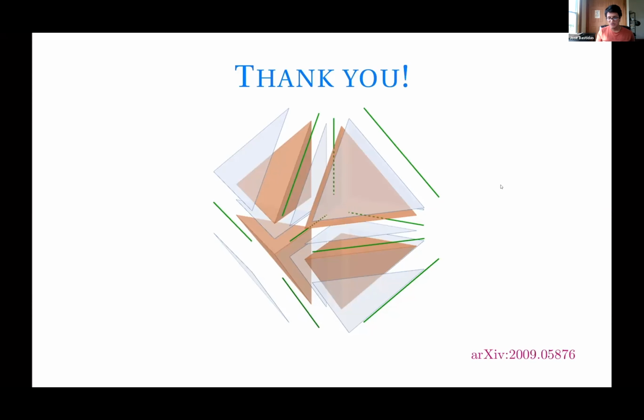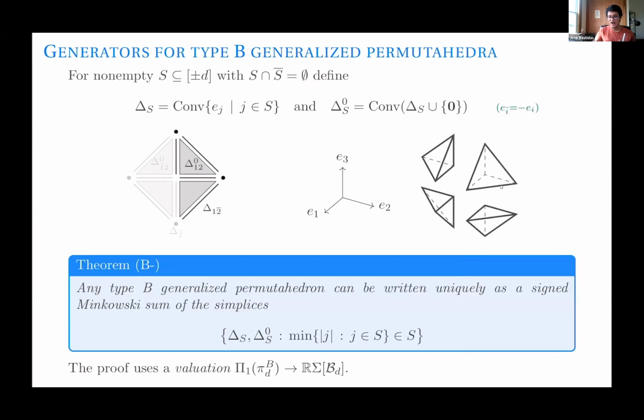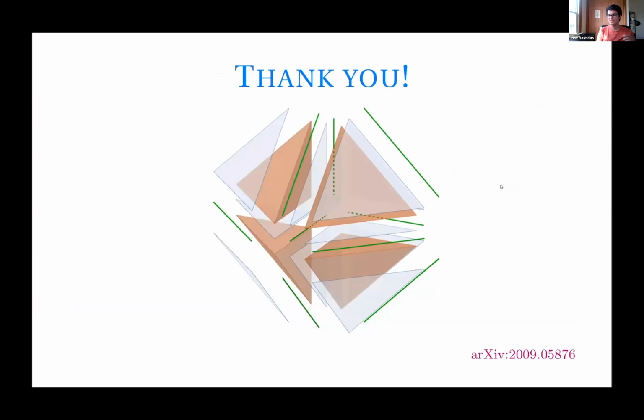And I should point out, this is how far I have reached in this project. But now that we have this family, there are a lot of things that are open for grabs. Because every type B generalized permutahedron can be written uniquely as a Minkowski sum of these, we can start wondering about finding formulas for the volumes of those polytopes in terms of the coefficients arising from those signed Minkowski sums. That's something that's still open, and if anyone is interested, they can contact me. Again, with that, I want to finish.